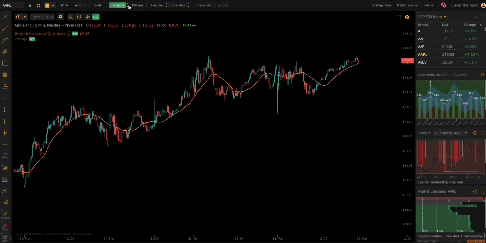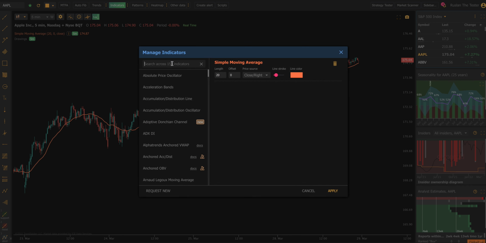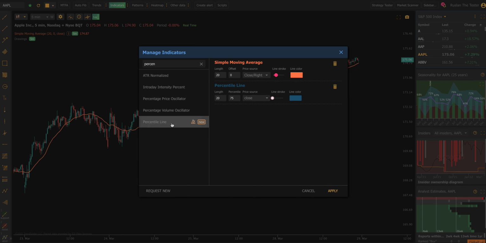Now I'm going to go into the indicator editor again, and this time I'm going to add the percentile line indicator. You'll notice when this is added, by default, it's going to make it a darker color. It's also going to set it to the 75th percentile. I'm going to change this to the 50th percentile. So now look, we have a simple moving average with a 20 period length, and we have a percentile line with a 20 period length and the percentile set to the 50th.